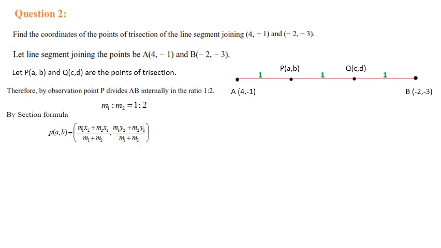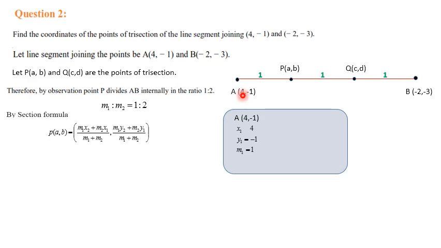So first of all, we have to write x1, x2, m1, m2, y1, y2. First we take the point A, that is (4, -1). In that, 4 is x1, y1 is -1 and m1 is 1. And when you take B (-2, -3), x2 we can take as -2, y2 as -3 and m2 as 2. 2 means from P to B there are two portions, that's why m2 is 2. Let's simply substitute into the formula.